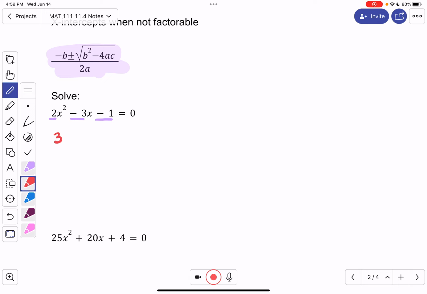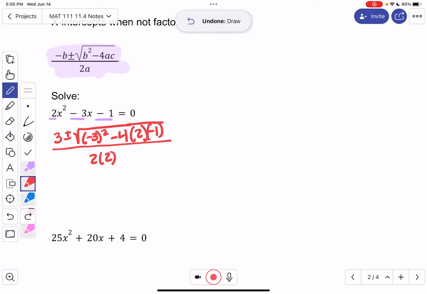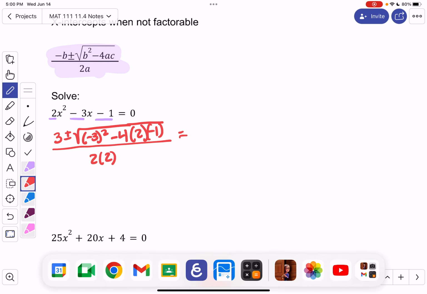So opposite of b, plus or minus, square root, b squared, don't forget your parentheses, minus 4, it's always 4ac, all over 2a. So the b's, I put 3's. The a's, I put 2's. And the c, I put negative 1. Now we're just going to put that right in the calculator.